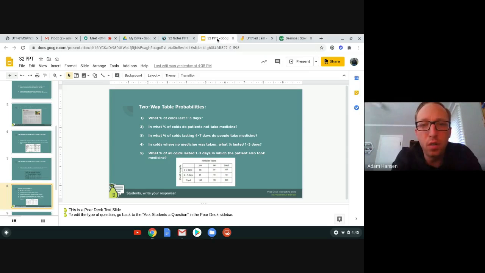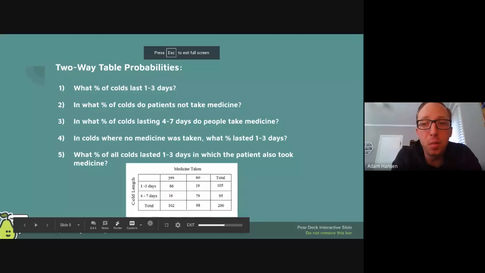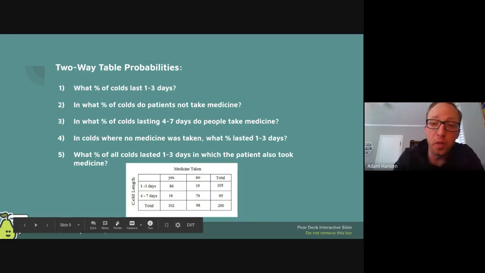Number 4, in colds where no medicine was taken, what percent lasted between 1 and 3 days? So out of all the colds where no medicine was taken, that would be in this middle column. So that would be 98 total colds where no medicine was taken. What part lasted between 1 and 3 days? That'd be the 19 here. 19 of 98.